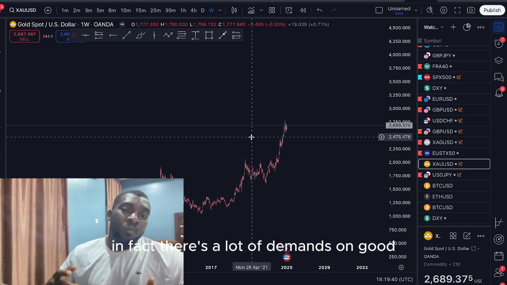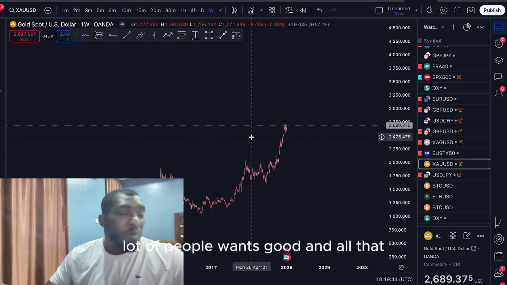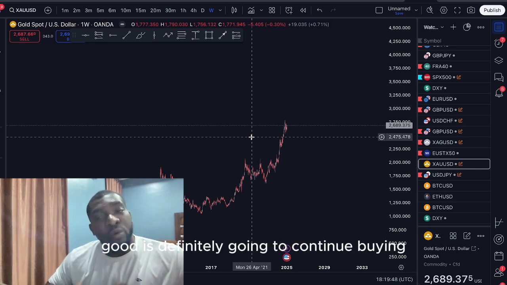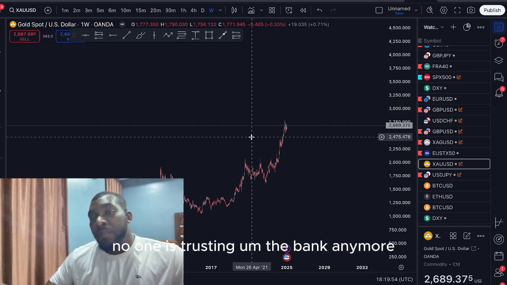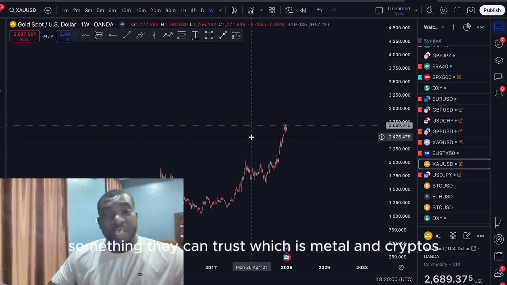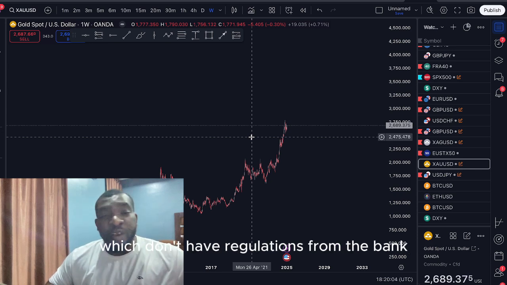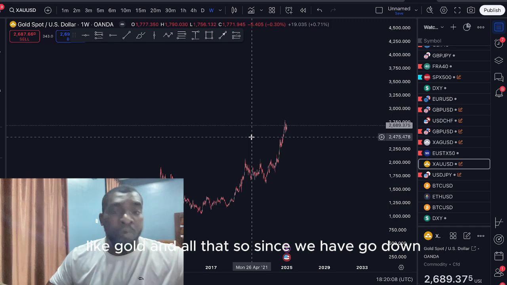In fact, there's a lot of demand for gold. A lot of people are buying gold, a lot of people want gold and all that. So since we have all those demands in gold, gold is definitely going to continue buying. And with the way the world is going, no one is trusting the bank anymore. So a lot of people actually want to put their money in something they can trust, which is metal and cryptos, which don't have regulations from the bank. In that case, a lot of people are jumping into metals like gold and all that.